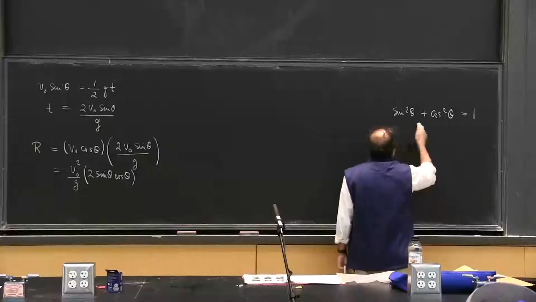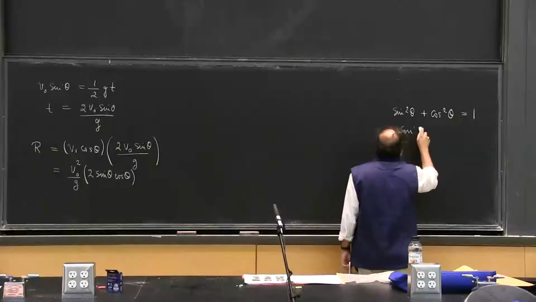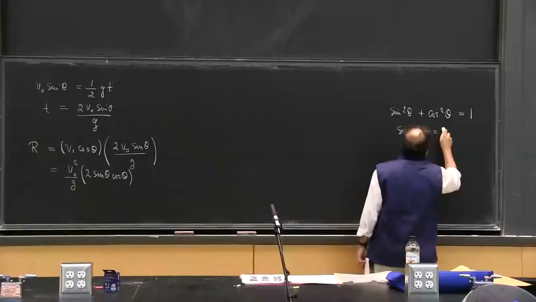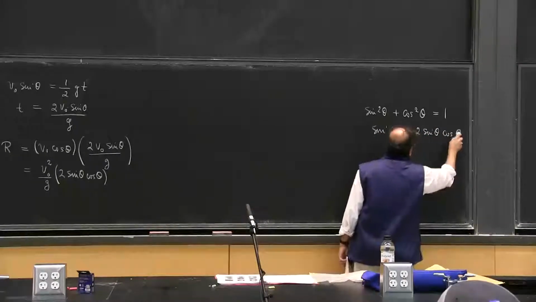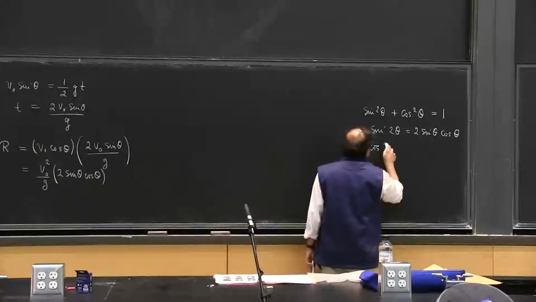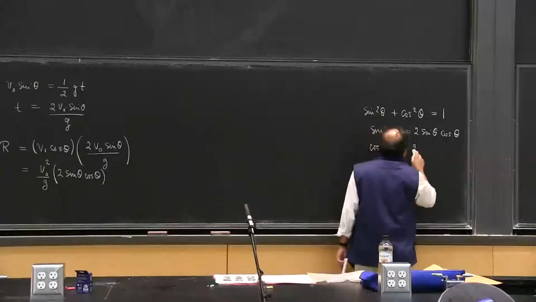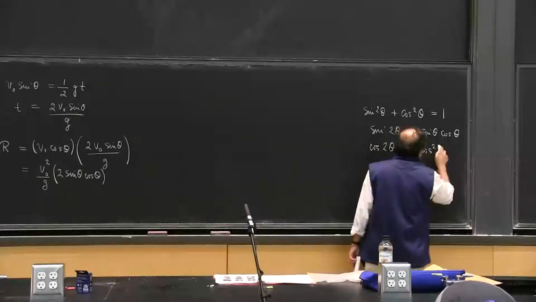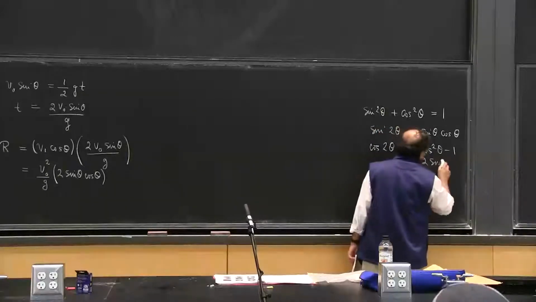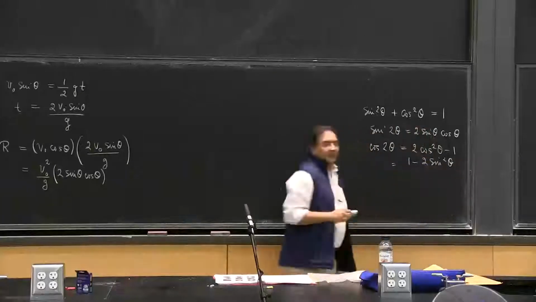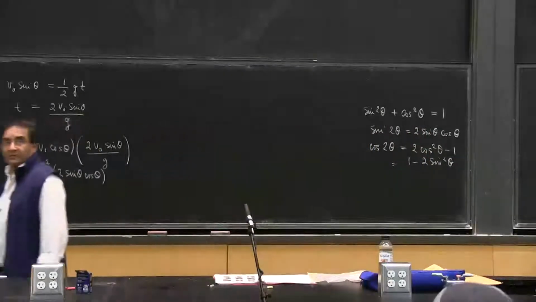There are several of these that you should know. Sine 2 theta is 2 sine theta cos theta. These are things you should know. Cos 2 theta is 2 cos squared theta minus 1, equal to 1 minus 2 sine squared theta. So these are some very, very standard identities that you actually should know.